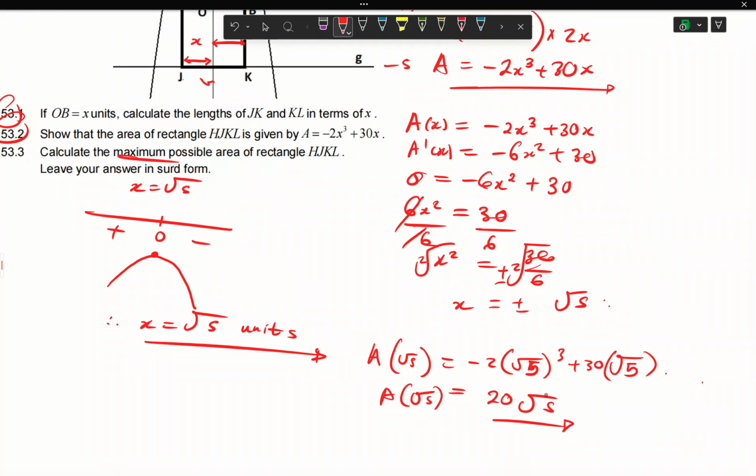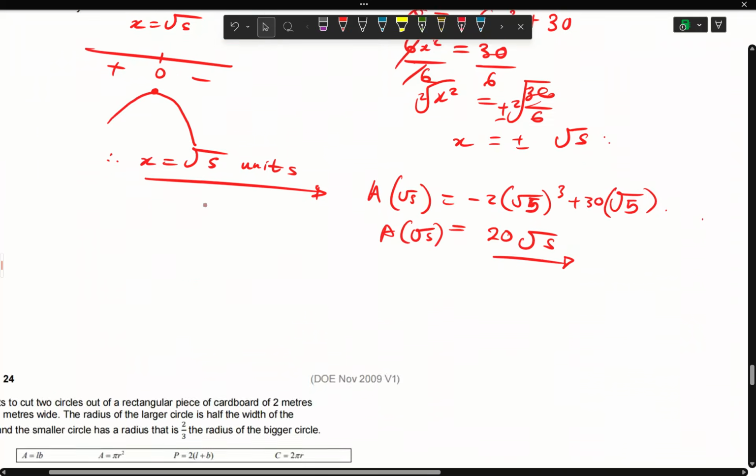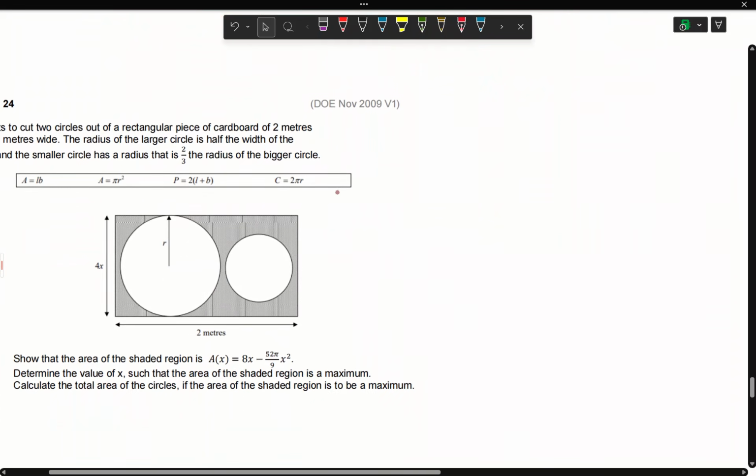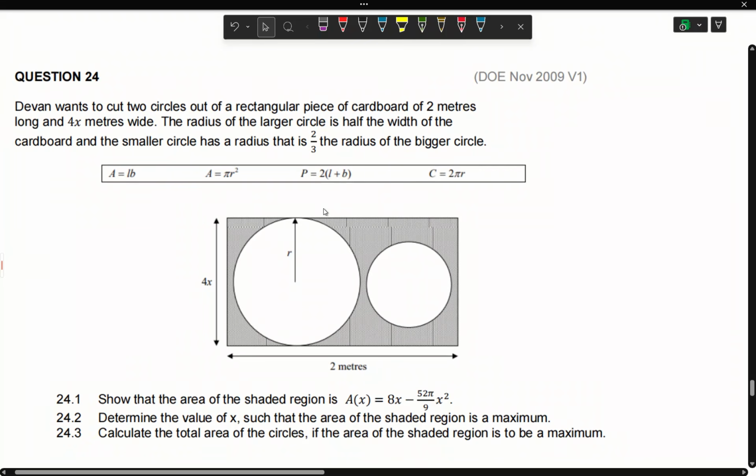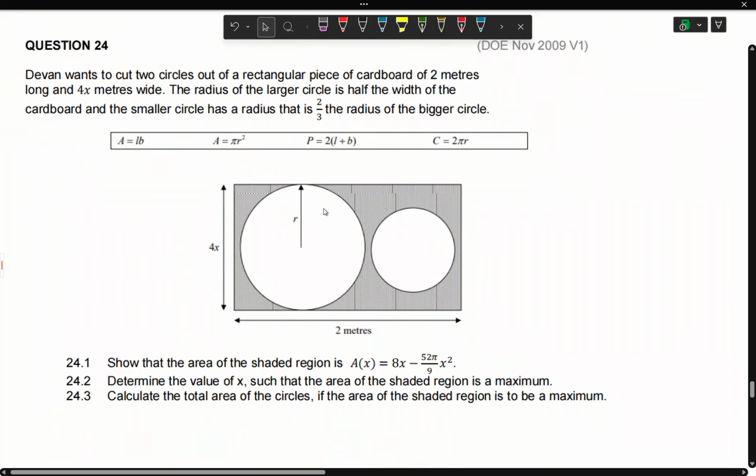So maybe God was telling me, no, forget. That's not the answer. I would have said this is the answer. So now this is the answer. Calculate the maximum possible area of a rectangle and leave your answer in surd form. So you say that this is the maximum area possible, and this is in surd form, and you are done like that. Someone will panic in the exam.